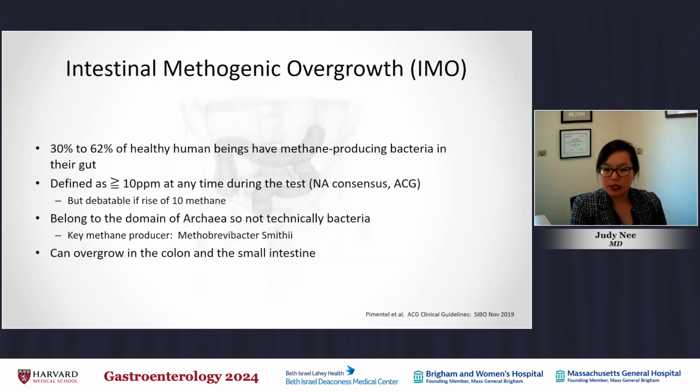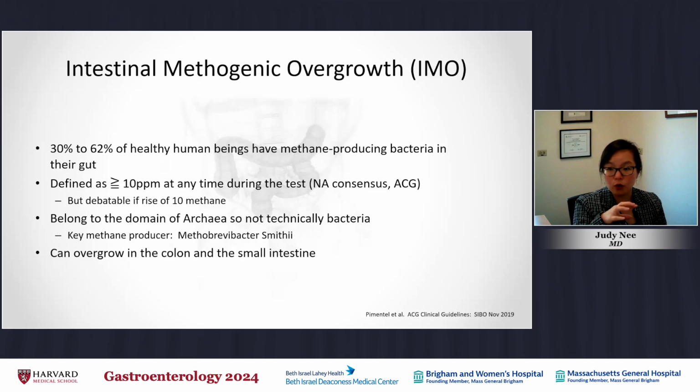So this intestinal methanogenic overgrowth has gained so much following and belief that if we treat this IMO for patients who have constipation, that they could get better. Remember that 30 to 62% of healthy human beings have methane-producing bacteria in their gut, and by the consensus, it's defined as greater than or equal to 10 parts per million of methane at any time during the test. And there's some debate about whether that should be a rise rather than a set 10. This actually belongs to the domain of archaea, so it's technically not bacteria. And again, Methanobrevibacter smithii is the key methane producer.